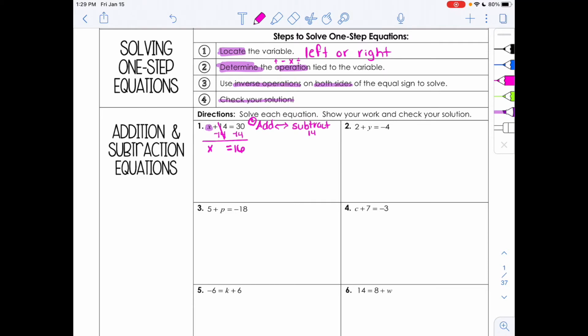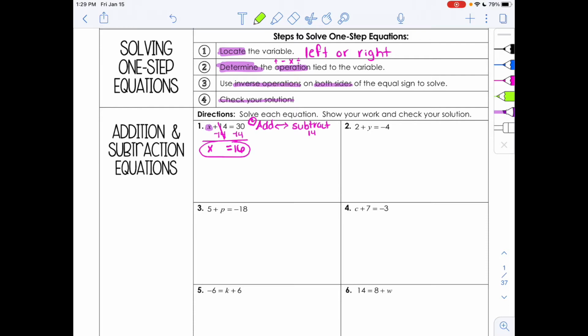So I know based off of my solution that x equals 16. So when we're solving equations, whether they're one-step, two-step, or multi-step, our goal is to get that final answer to say our variable equals a number. And in this example, number 1, we find that x equals 16. Now the last step is to check your solution.